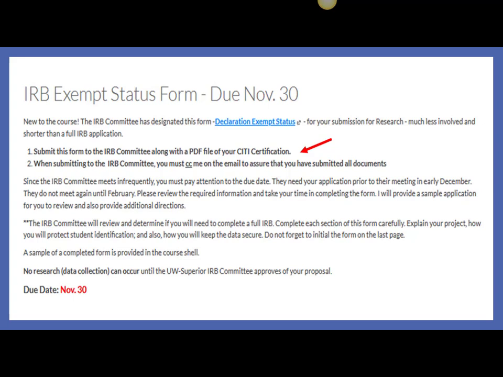If they feel that you don't cover and explain enough in that declaration exempt status form, they will tell you to do a full IRB. And remember, they're not meeting until February. So you want to make sure you take your time, take a look at the example that I put in your text, and I'll talk a little bit more about this next week. Do note, you can't start sending that parent consent letter home, doing a survey, or collecting data until the IRB committee approves your proposal.